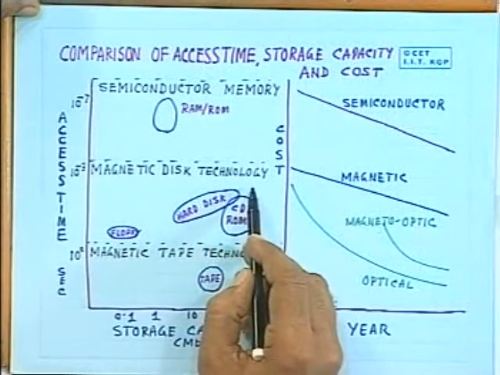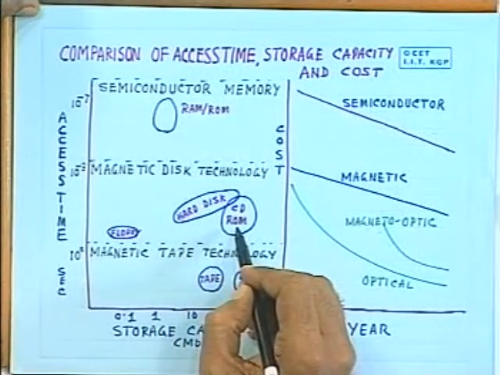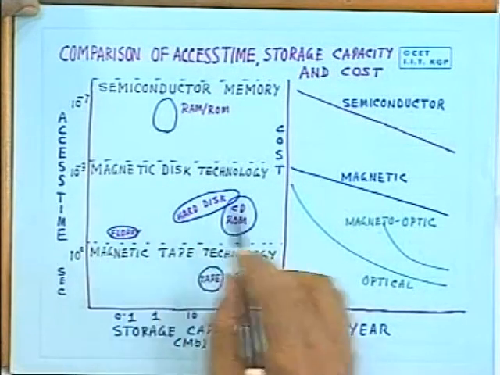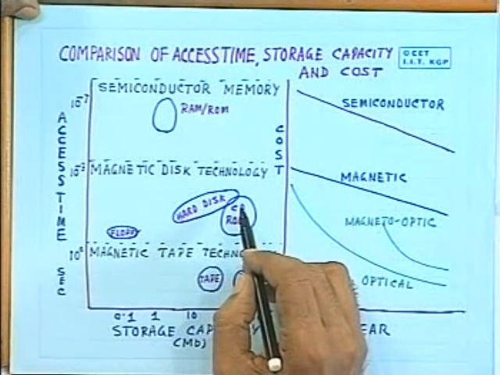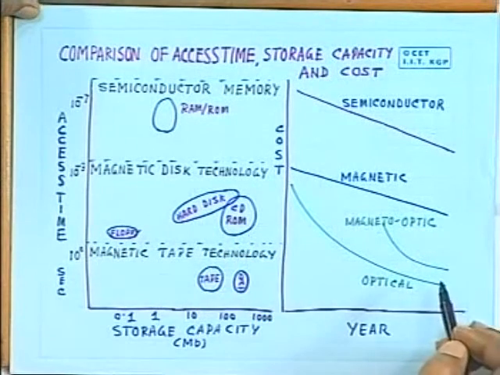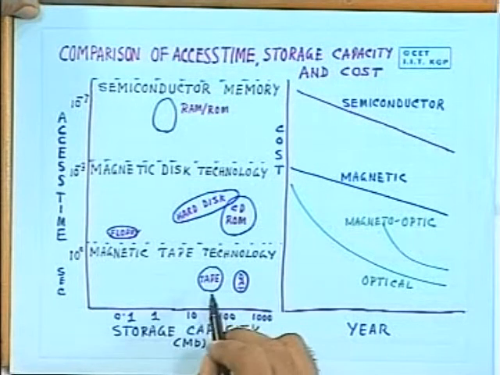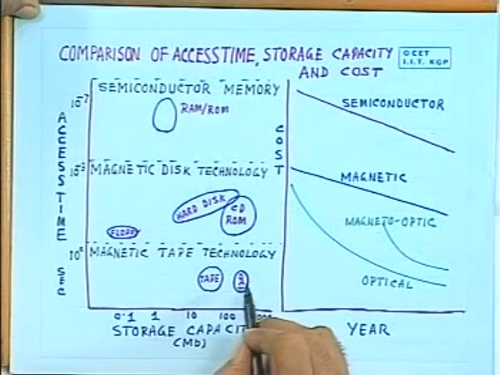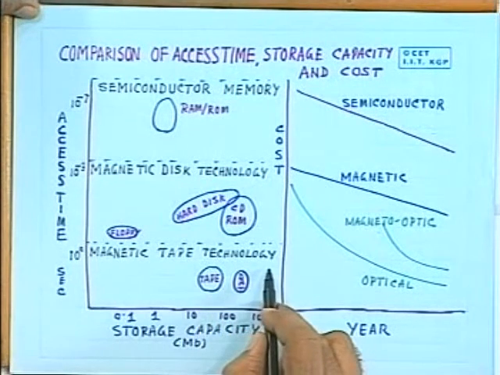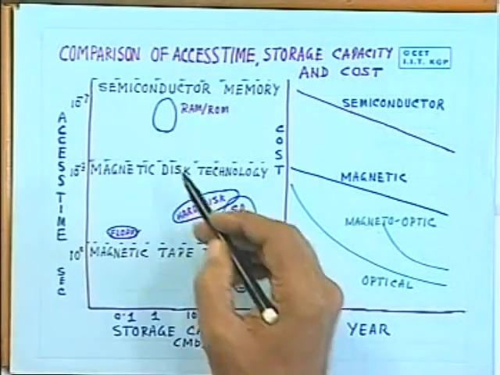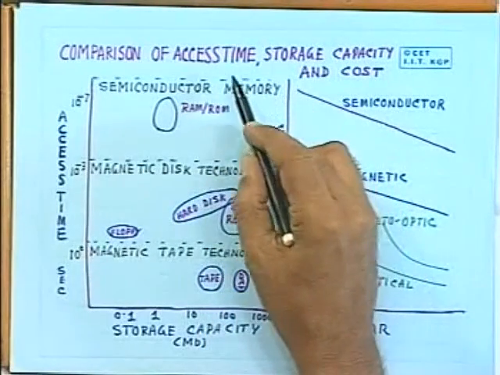Next comes the memory disk technology, floppy, hard disk, CD-ROM. These are all based on magnetic disk technology. That means information is stored magnetically on various mediums. Third category is magnetic tape technology, where different types of tapes and digital audio tape DAT are based on magnetic tape technologies. Now, the comparison can be made in terms of access time.